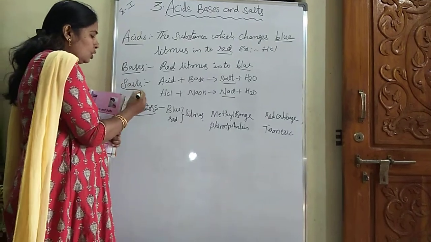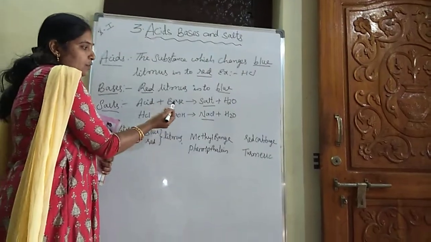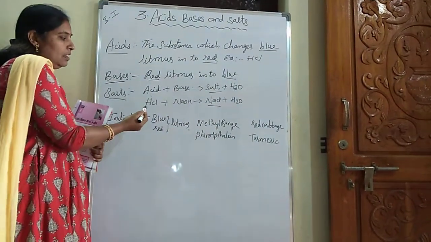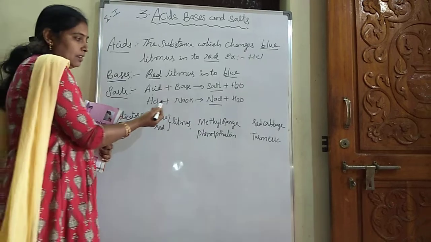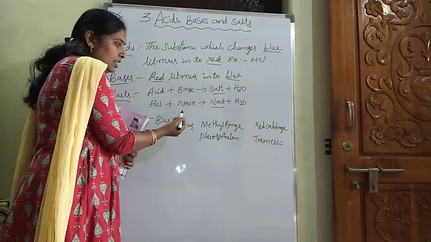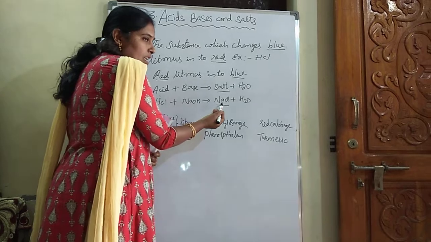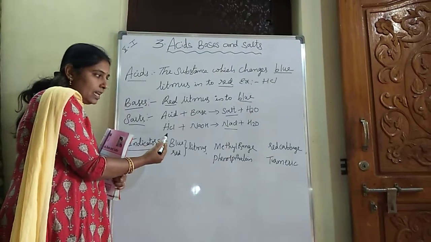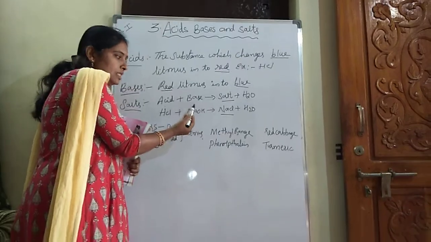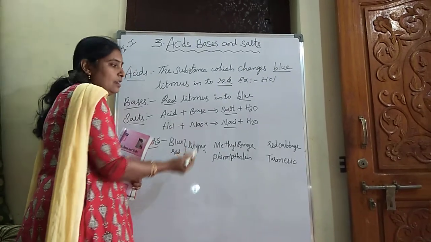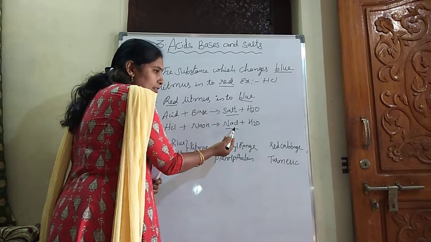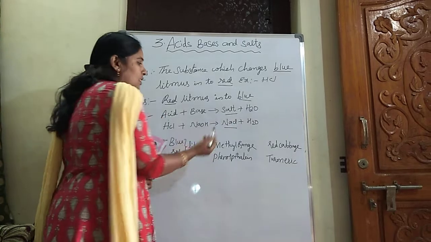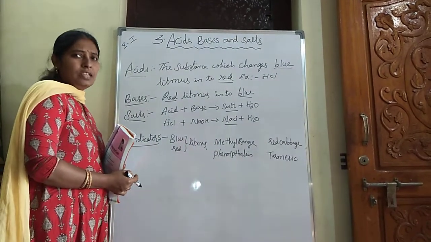Now comes the salts. When any acid reacts with a base, it neutralizes and forms salt and water. For example, HCl, hydrochloric acid, reacts with sodium hydroxide, NaOH, giving rise to NaCl plus H2O. Here, HCl is an acid and NaOH is a base. When both react, it neutralizes and forms a salt. Which salt? NaCl. That is known as edible salt, cooking salt or table salt, plus water. This reaction is known as a neutralization reaction.